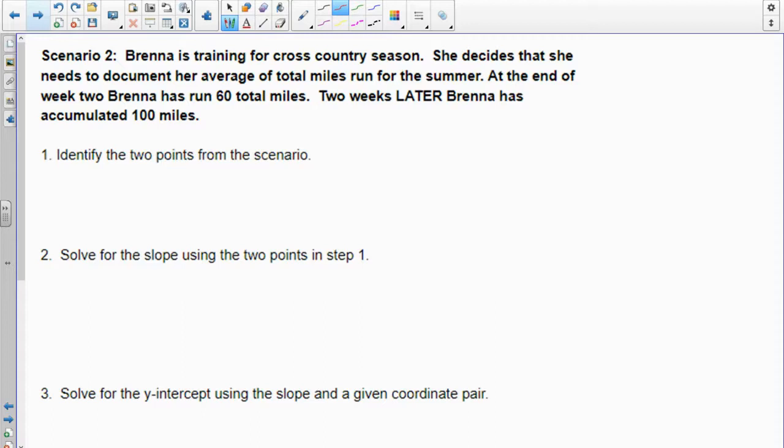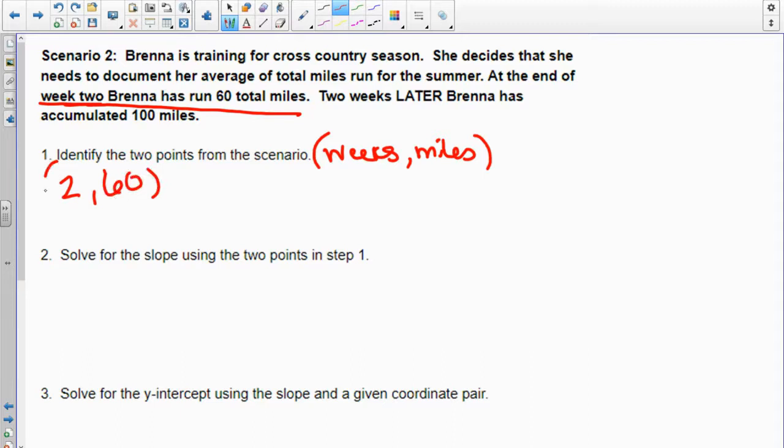So what are our 2 points? So our first point here is at week 2, because I can hear weeks and miles as my 2 variables. So week's going to be the independent, so that's going to come first. So in 2 weeks, we have 60 miles. And in 2 weeks later, now be careful of that because we don't want to put 2 again because that wouldn't make any sense. 2 weeks later it would be 4. She has 100. So solve that equation.